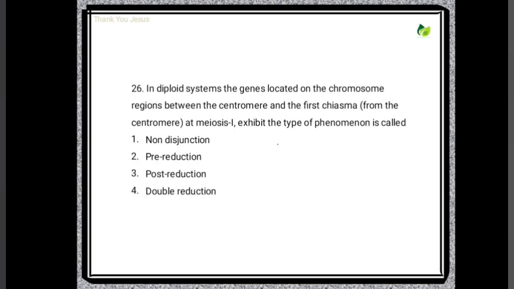So in diploid systems, the genes located on chromosome regions between the centromere and the first chiasma at meiosis 1 exhibit the type of phenomenon is called. Options are non-disjunction, pre-reduction, post-reduction, double reduction. The correct answer is non-disjunction. So non-disjunction is nothing but chromatids do not separate, so they fail to reach different poles, resulting in a single cell receiving both the chromatids. That is called non-disjunction. Okay, so let's see the next question.